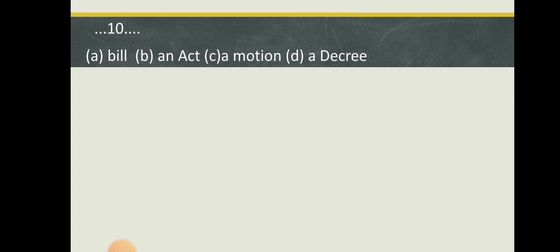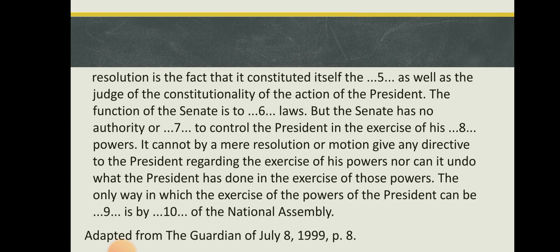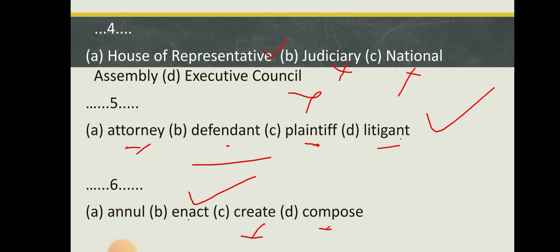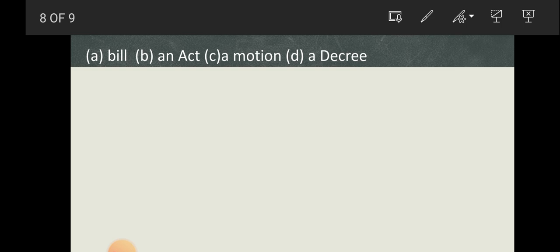Let's go to the last one, which is number 10. Number 10 says, is by dash of the National Assembly. The only way in which the exercise of the powers of the president can be regulated is by dash of the National Assembly. Of course, we know what National Assembly simply means now. Decree is no, emotion is no, bill is no, and act of National Assembly, which is B.